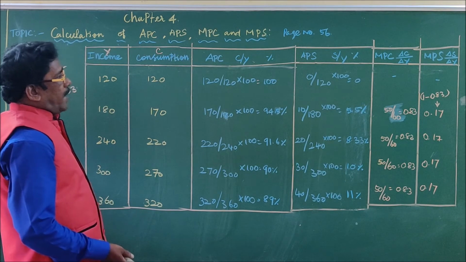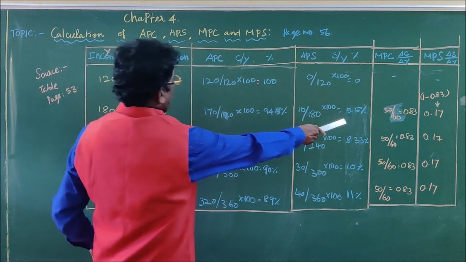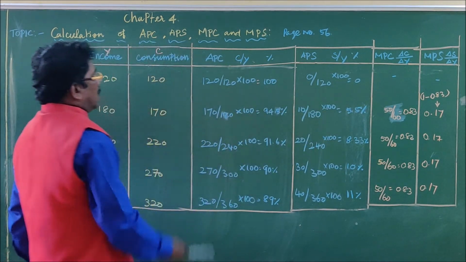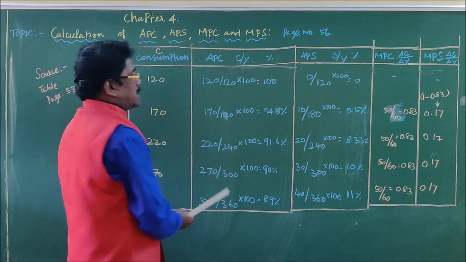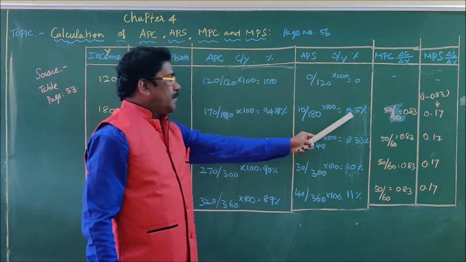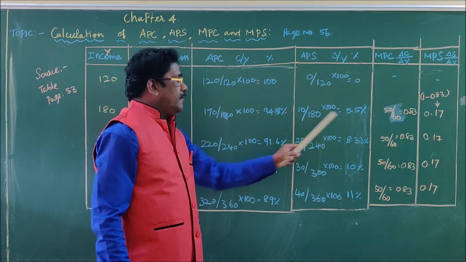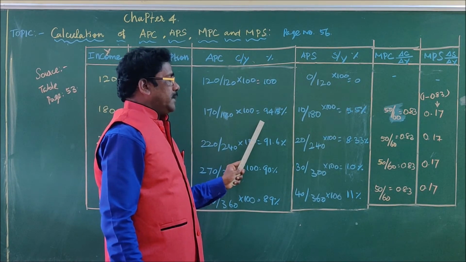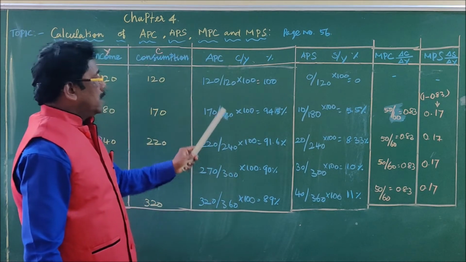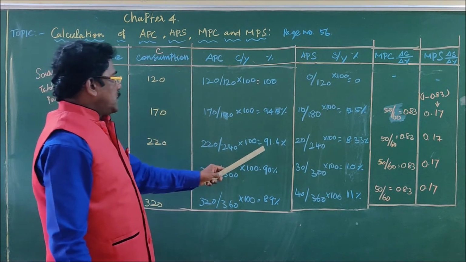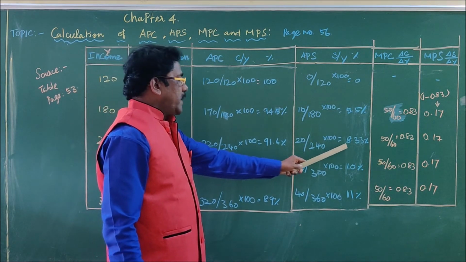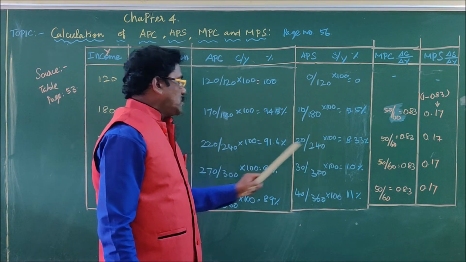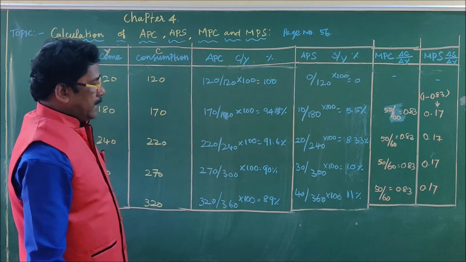Now if you add these two percentages, you will get the answer 1. That is consumption 94.5 percentage, saving is 5 percentage. Adding up these two things, you will get 100 percentage. The answer is correct. Second one, consumption is 91.6 percentage and the saving is 8.33 percentage. Adding up these two things, you will get 100 percentage.